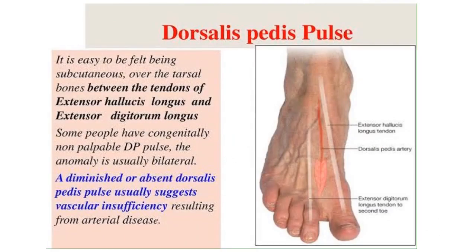Now let's discuss the site at which the Dorsalis Pedis pulse can be taken and the method of palpation of Dorsalis Pedis artery. We palpate the Dorsalis Pedis artery between the tendons of extensor hallucis longus muscle and the tendon of extensor digitorum longus muscle to the second toe. This palpation is performed at the level of bases of first and second metatarsal bones. This is the point where the pulse is taken.